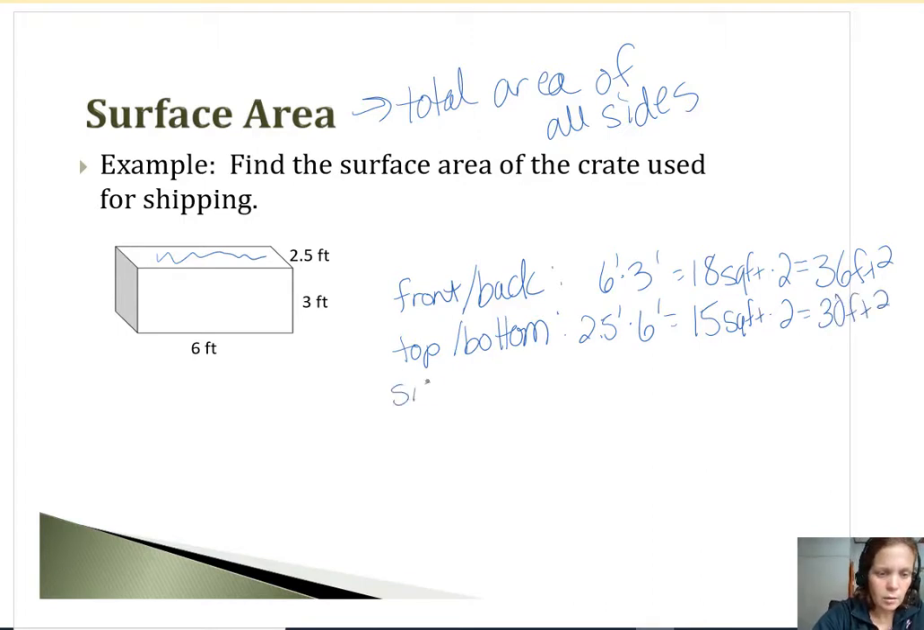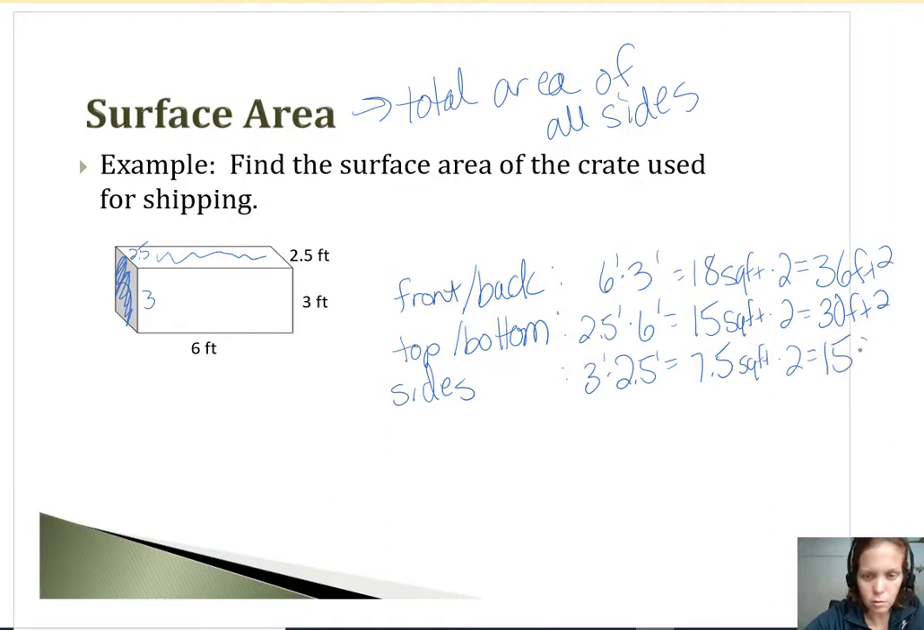And then the sides would be, so this gray side looks like it's 3 by 2.5. So 3 by 2.5, it's going to be 7.5. With all these, I'm doing feet times feet. When I'm doubling it, it's still square feet. So then add them all together to get the total. And it looks like this is 81 square feet.